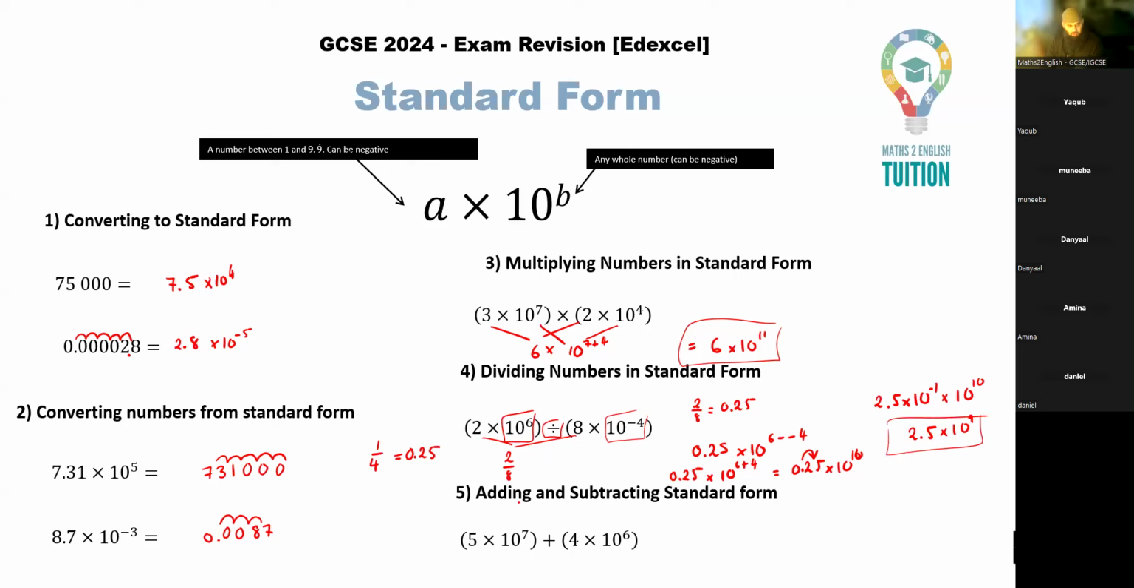Now, adding in standard form is the hardest, and there are two ways of doing this. One is you can turn this into a bigger number. First you can take one off, so you can call this 50 times 10 to the power of 6. And then you can add the 4 times 10 to the power of 6. So first you turn the index to be the same.